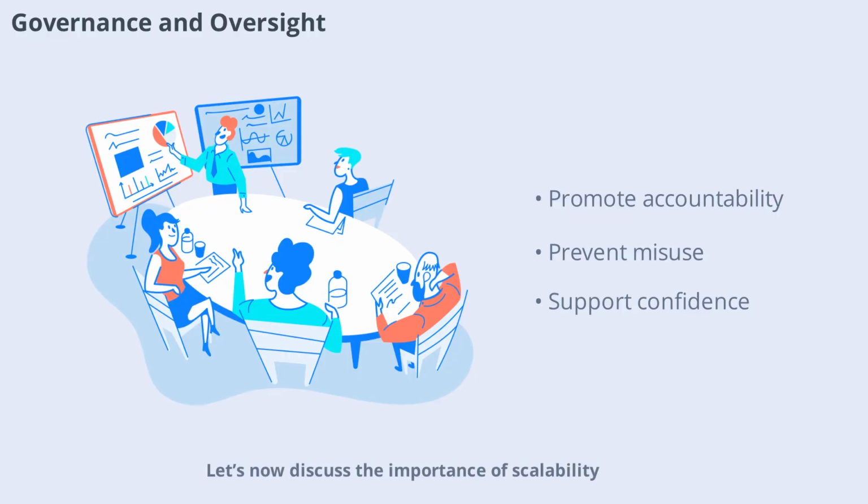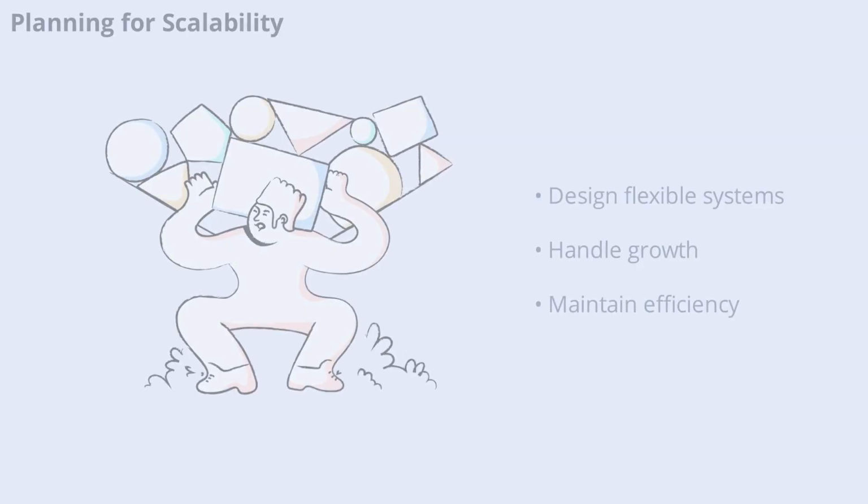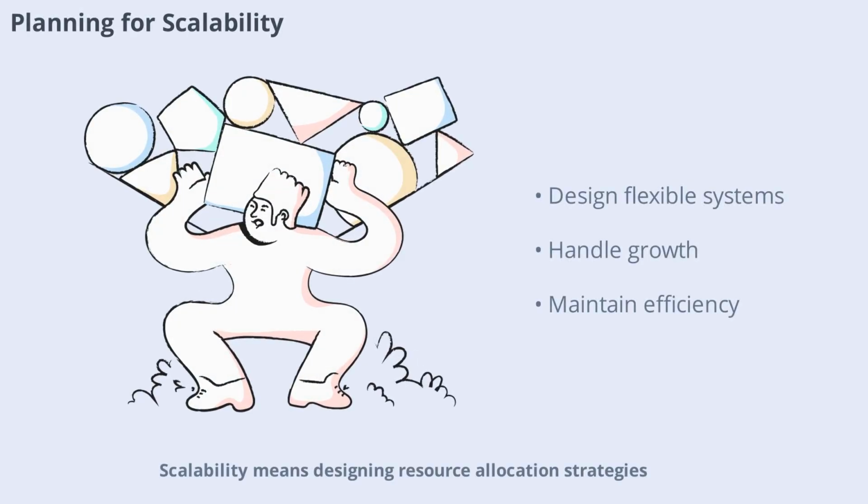Let's now discuss the importance of scalability. Scalability means designing resource allocation strategies that can grow with your organization. This involves building flexible systems and processes that can handle increased demand without sacrificing efficiency. By planning for scalability, you ensure that your allocation strategies remain effective as your organization expands.